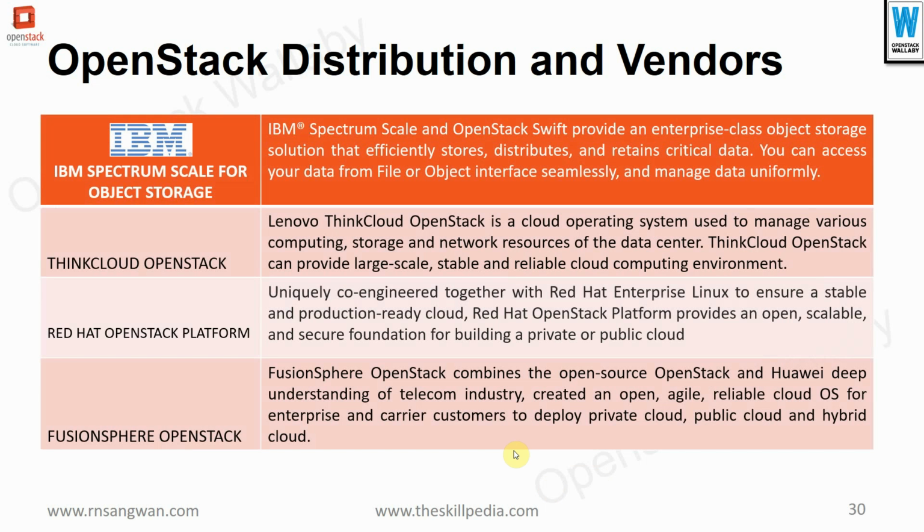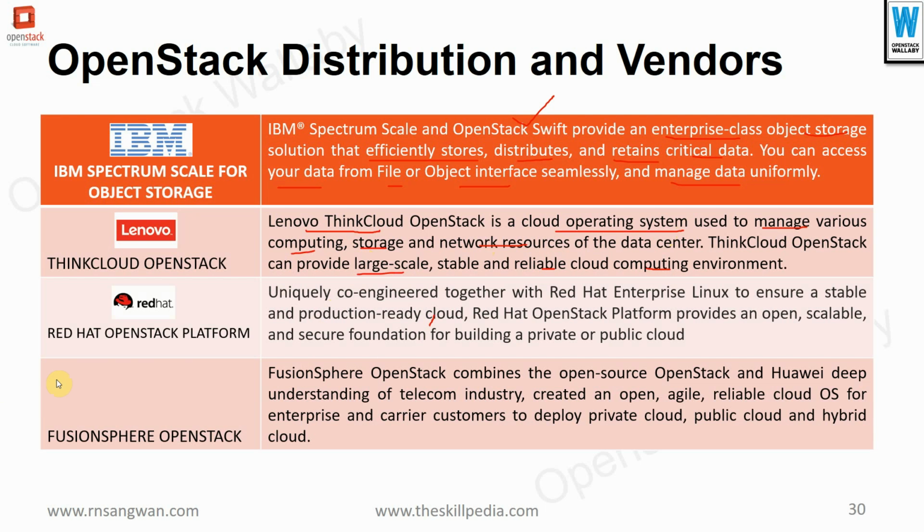Also, we have one distribution from IBM, that's IBM Spectrum Scale for object storage. IBM Spectrum Scale and OpenStack Swift provide an enterprise class object storage solution that efficiently stores, distributes, and retains critical data. You can access your data from file or object interface seamlessly and manage data uniformly. Then we have ThinkCloud OpenStack from Lenovo. Lenovo ThinkCloud OpenStack is a cloud operating system used to manage various computing, storage, and network resources of a data center. ThinkCloud OpenStack can provide a large-scale, stable, reliable cloud computing environment.